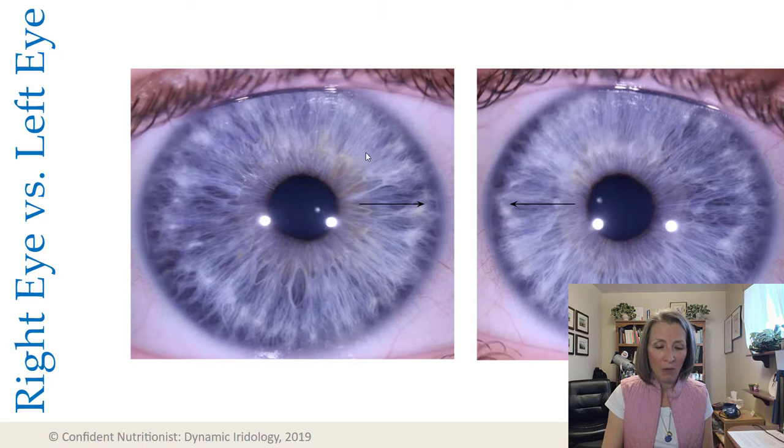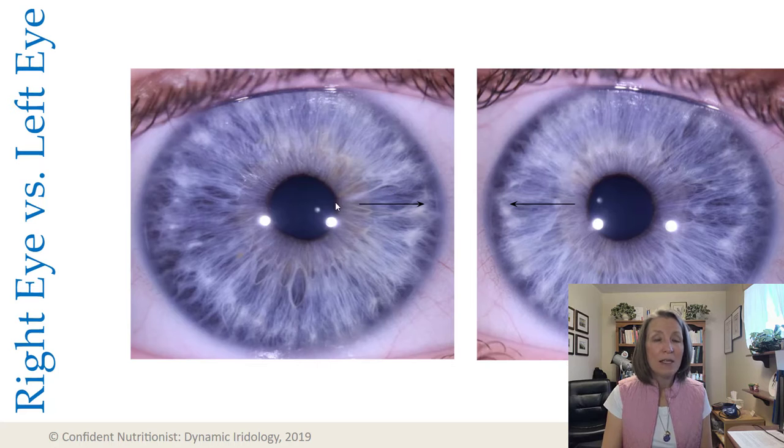One of the things to be aware of to determine whether it's a right eye or a left eye is that the pupil is never in the exact center of the iris. It is always slightly off center. So what that means is that the side of the iris that is the narrowest is going to be the side that is closest to the nose. So I usually describe that as this is going to name the eye for us.